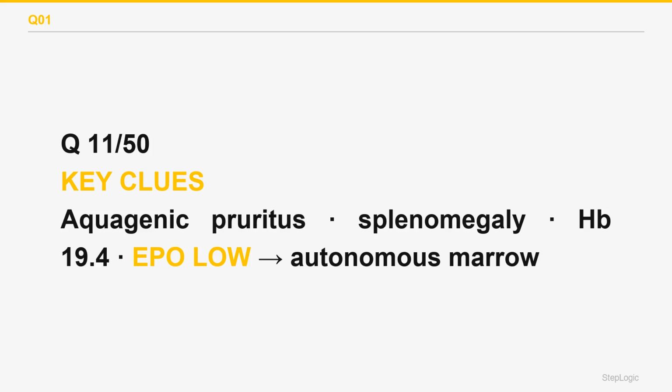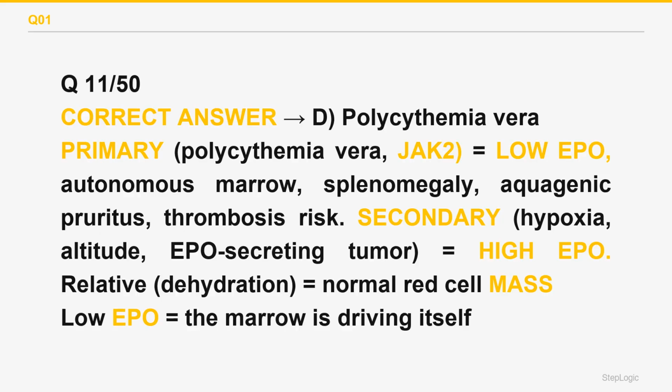In every secondary polycythemia, the sequence runs the other way. Something raises EPO, chronic hypoxia from sleep apnea or altitude, or an EPO-secreting tumor, and the marrow obeys, so the EPO level is high. A low EPO therefore excludes hypoxic and tumor-driven causes outright. Choices A, B, and E wrong. The correct answer is D.